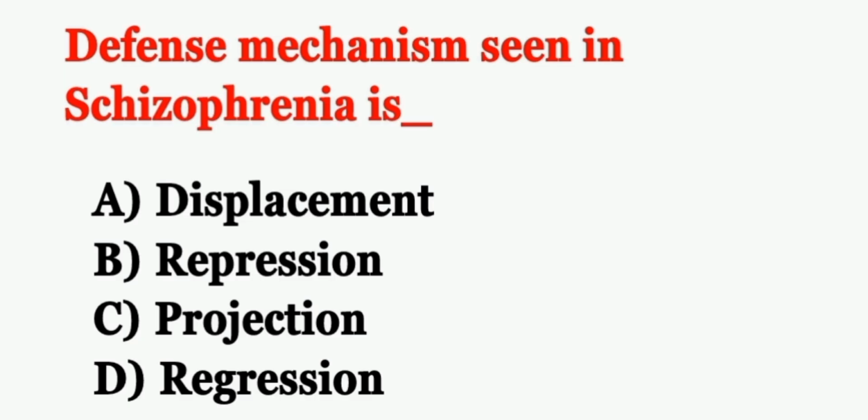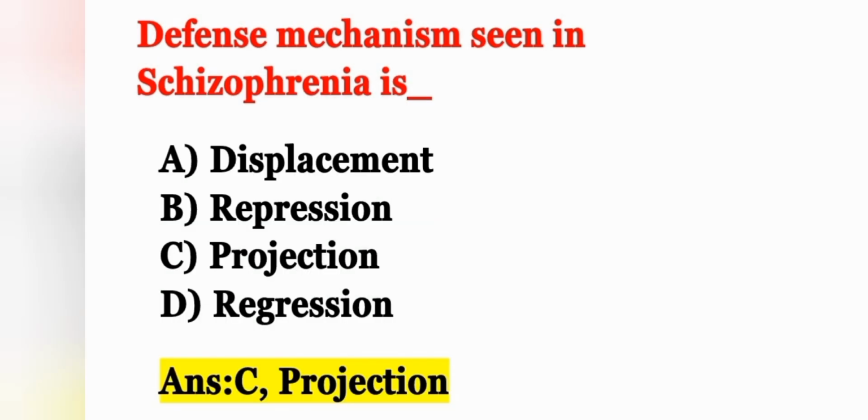Defense mechanism seen in schizophrenia is. It's a very important question. Option A, displacement; option B, repression; option C, projection; option D, regression. The defense mechanism seen in schizophrenia is option C, projection.